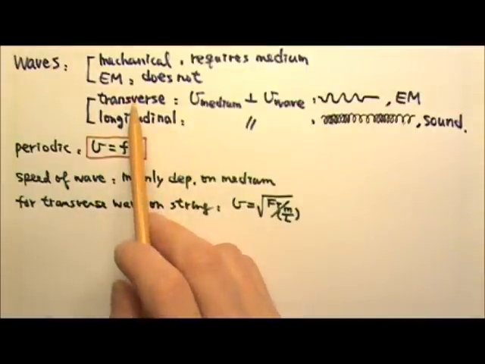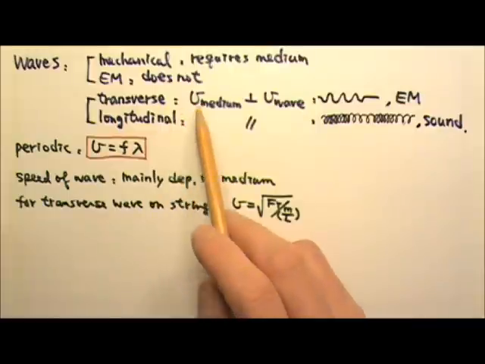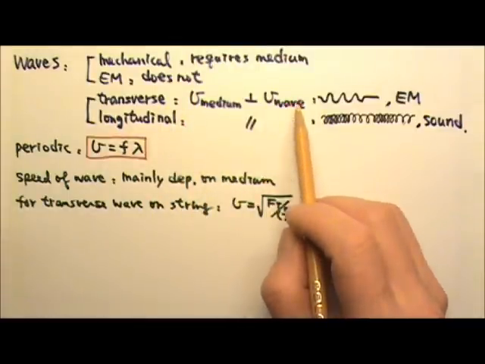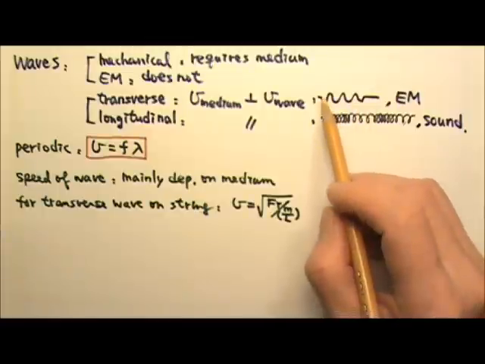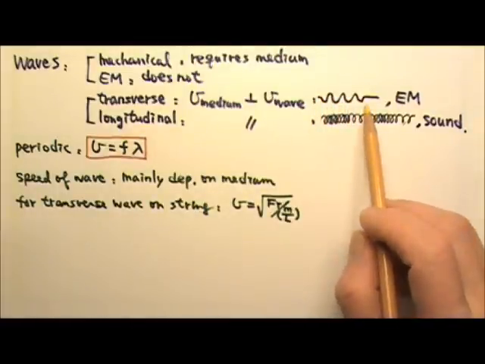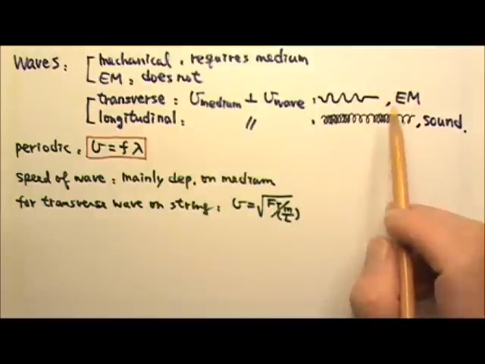We have transverse wave and longitudinal wave. A transverse wave has its medium's velocity perpendicular to the velocity of the wave. So a wave on a string is a transverse wave. EM waves are transverse waves.